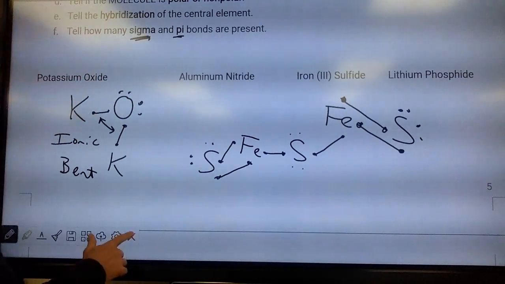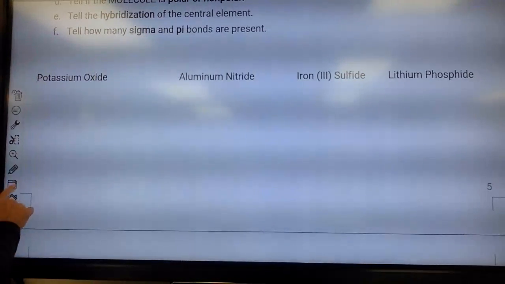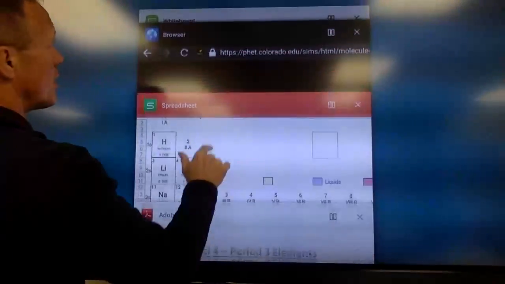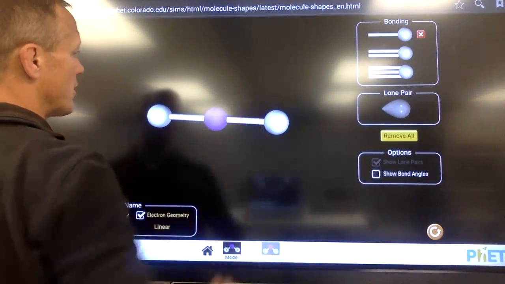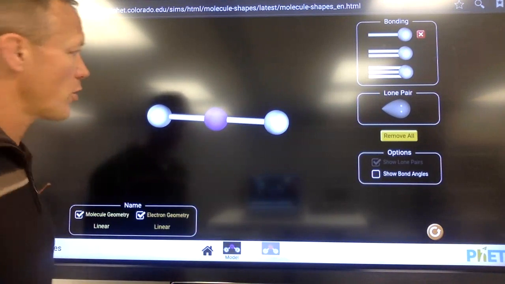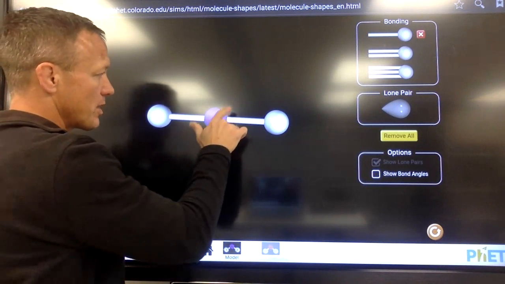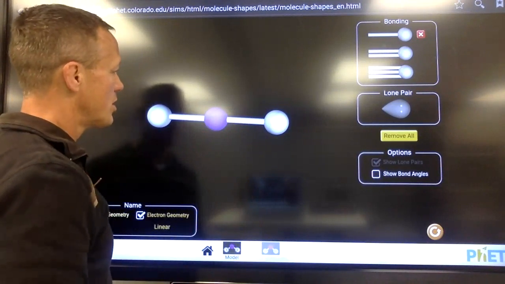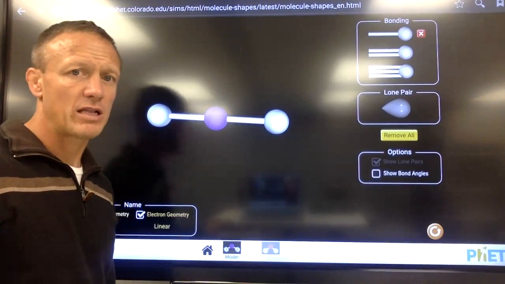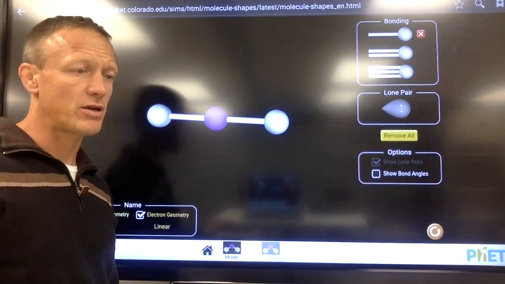Let me go to a different site here. All right, here's a little bit on molecular geometry and electron geometry. So we're always looking at the central element and things coming off of it. It's all based on something called VSEPR, valence shell electron pair repulsion.